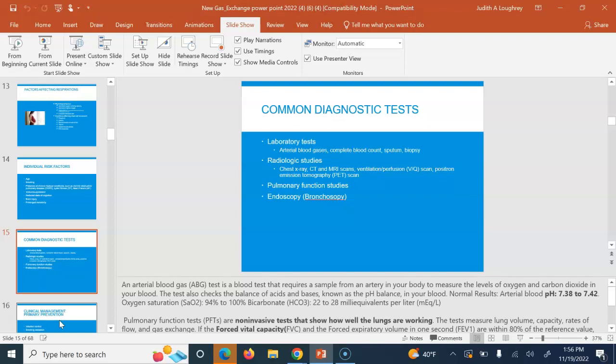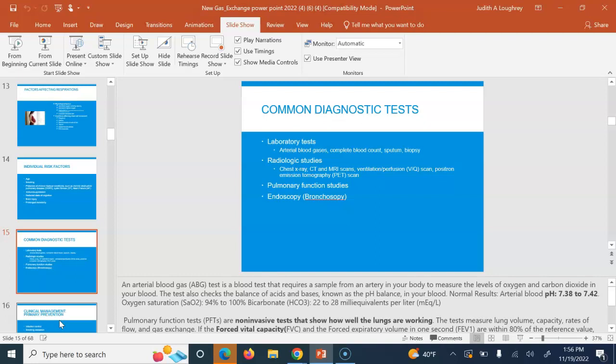Complete blood counts is another laboratory test that we would complete, looking at WBCs to see if there's any infection going on, looking at hematocrit and hemoglobin. A low level might indicate, obviously, they're not getting enough oxygenation in the blood. Sputum to see if there's some type of bacterial infection going on in the lung, and biopsies, which obviously test the tissue to see if there's a malignancy or something else going on with the tissue.